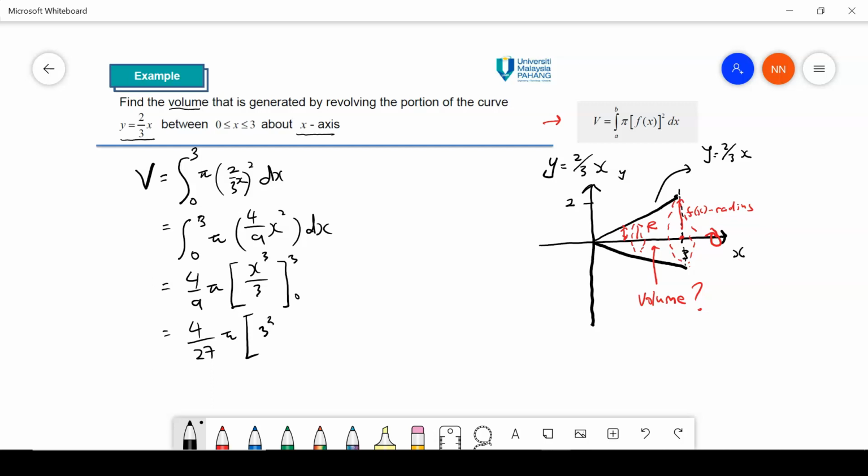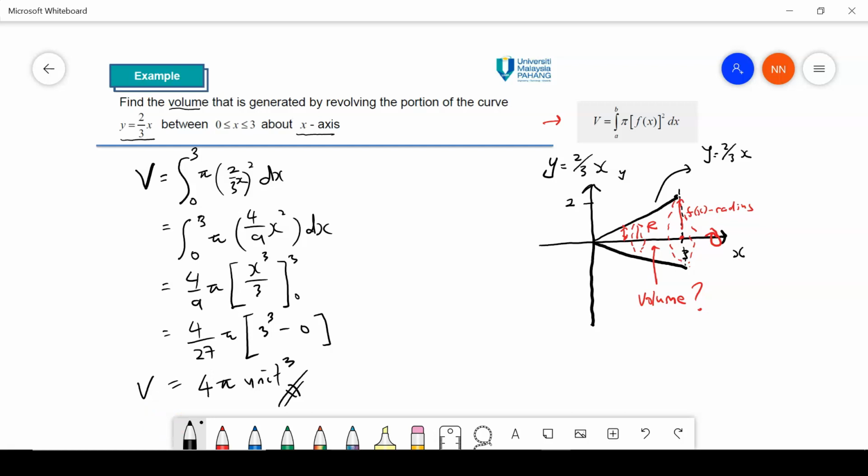Substitute the limit 3 to the power 3 minus 0. So 3 cubed is 27. 27 cancels with this 27, so I have V equal to 4 pi unit cube. You can either multiply with pi and leave it in 4 decimal places, or you can just keep it in this form by keeping your pi here. So the total volume generated by this solid is 4 pi unit cube.